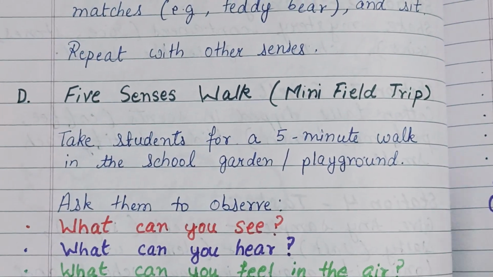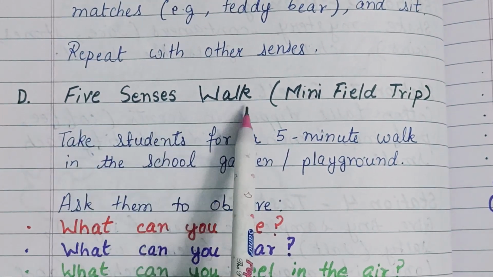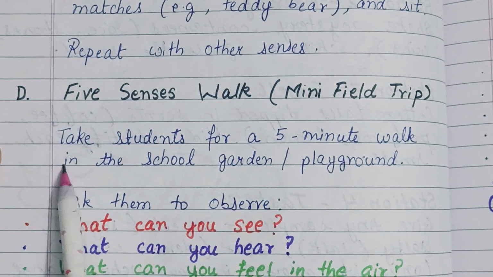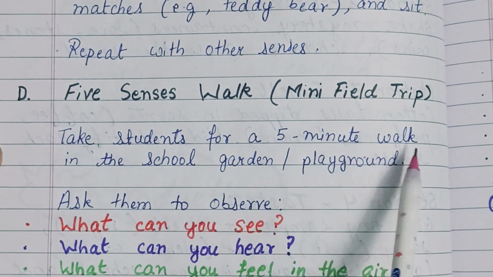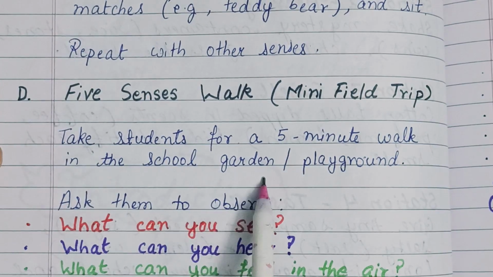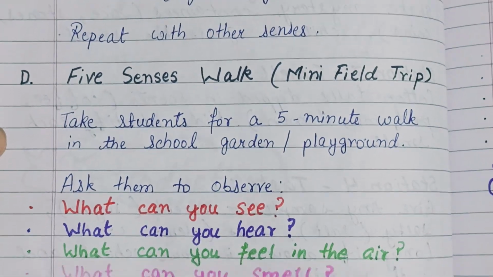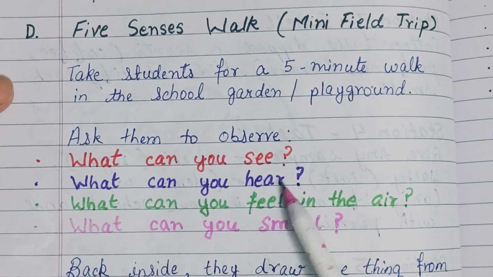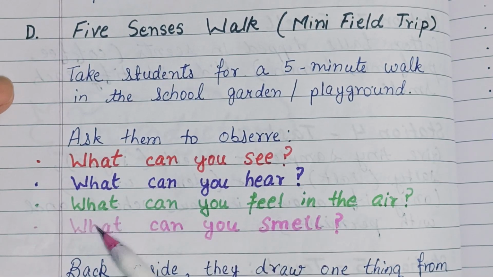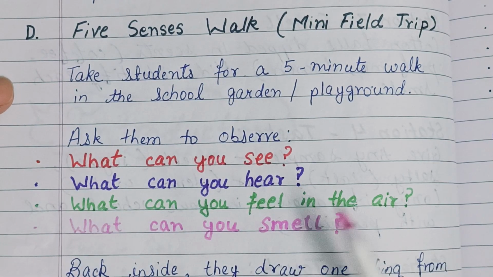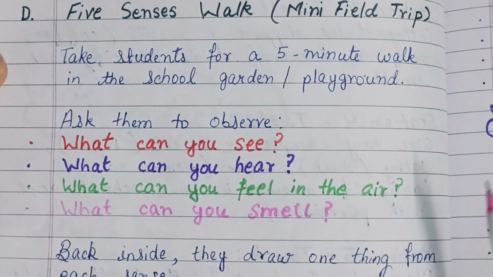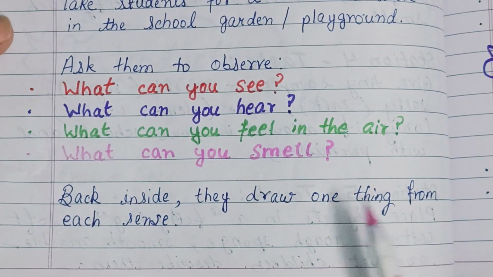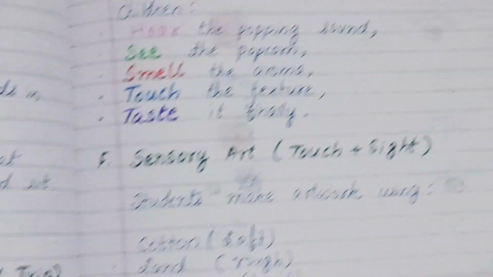Now next activity is five senses walk, which is the mini field trip for the students. So you can take students for a 5-minute walk in the school garden or playground, and then you can ask them to observe, like what can you see, what can you hear, what can you feel in the air, what can you smell, like this. Then back inside they can draw one thing from each sense.